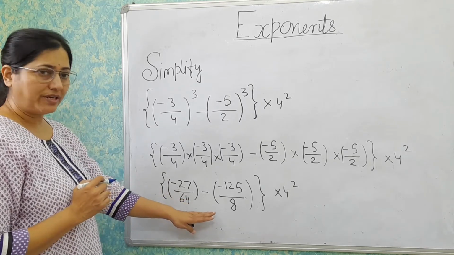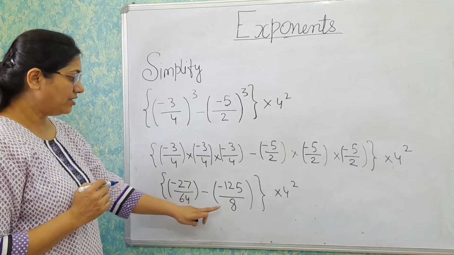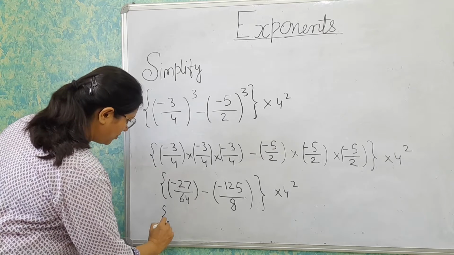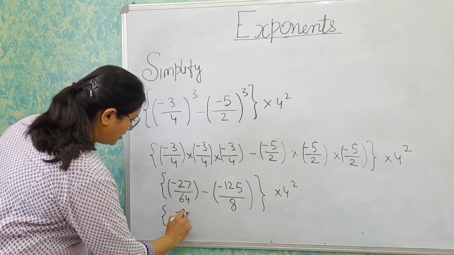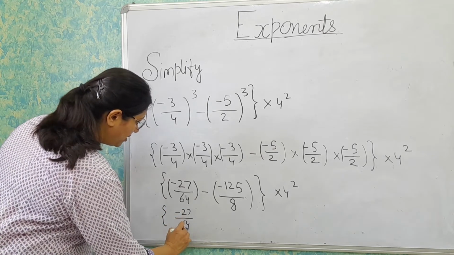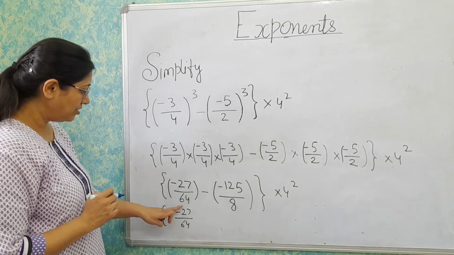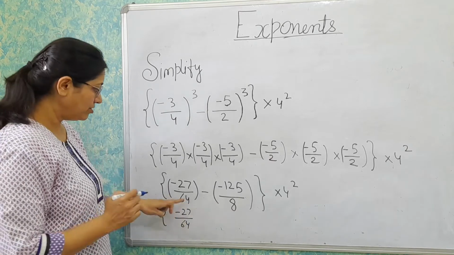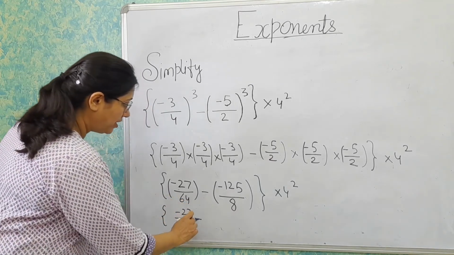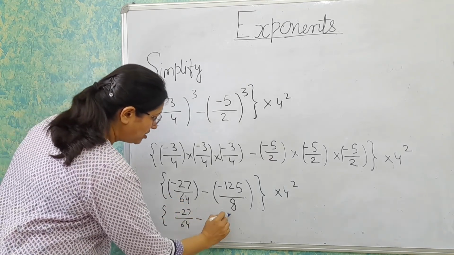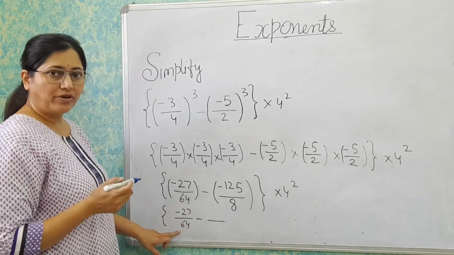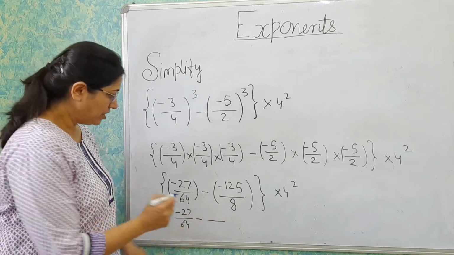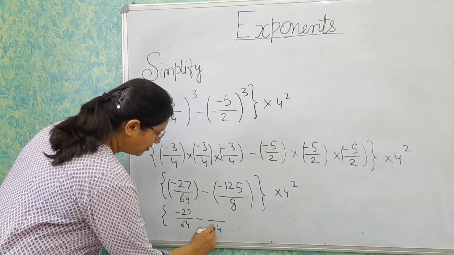So first I have to take LCM of 64 and 8 so that denominators will be same. So first I will write minus 27 upon 64. I don't have to do any calculation because 64 is already 64. I have to change this 8 into 64. Now I will put a negative sign. Now I have to change this 8 into 64, and for that I have to multiply 8 with 8 because 8 8s are 64. So it will become 64.